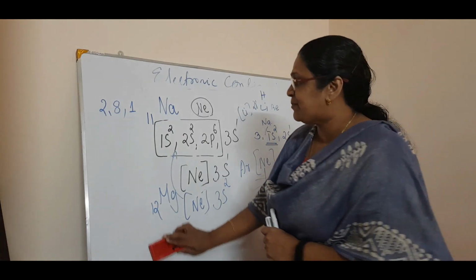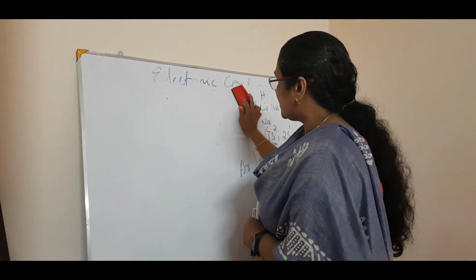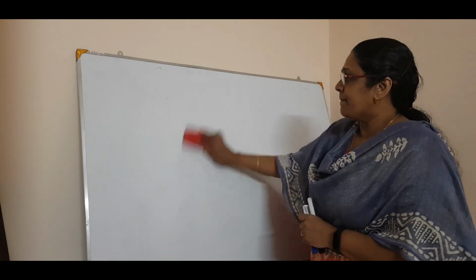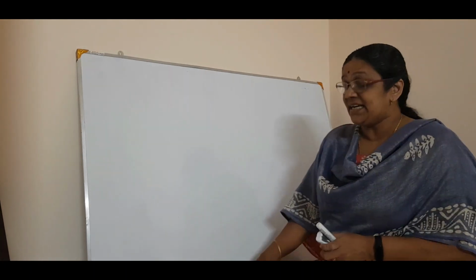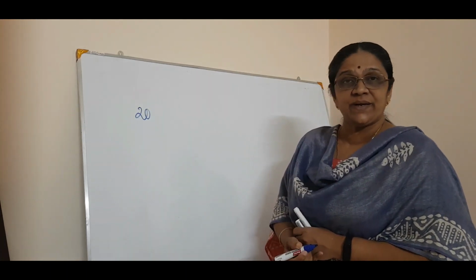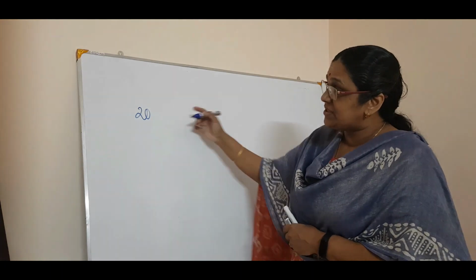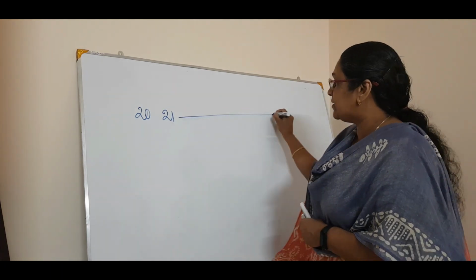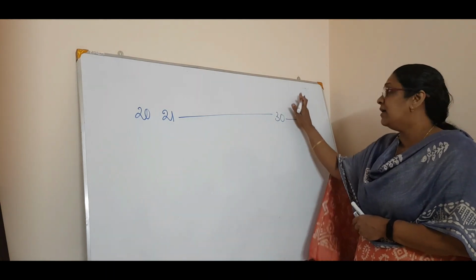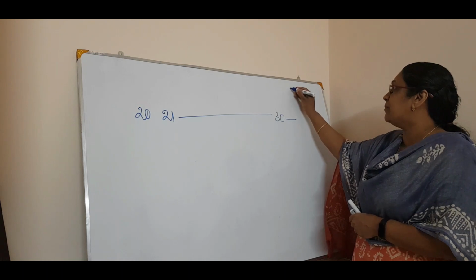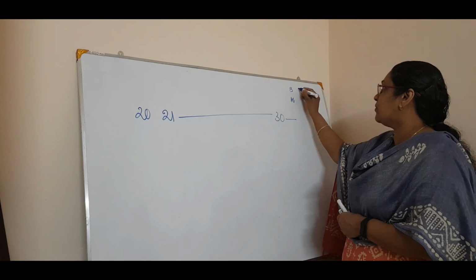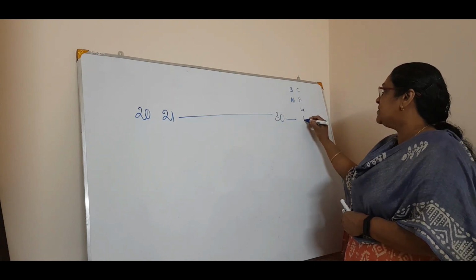Now we will see the last bit in this second chapter, the structure of atom. You have studied calcium, atomic number 20. Then after this 20, that is 21 to 30, then you have studied the p block elements like boron, aluminium, carbon, silicon, germanium, tin, lead.